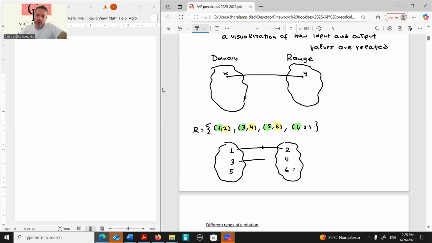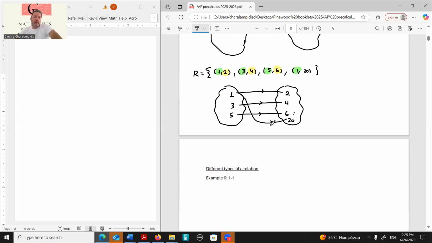From 3, we go to 4. From 5, we go to 6. It was 1 to 2. So let's make that 20. Let's put another 20 here. So from 1, we go as well to 20. And this is the mapping diagram for this random relation.